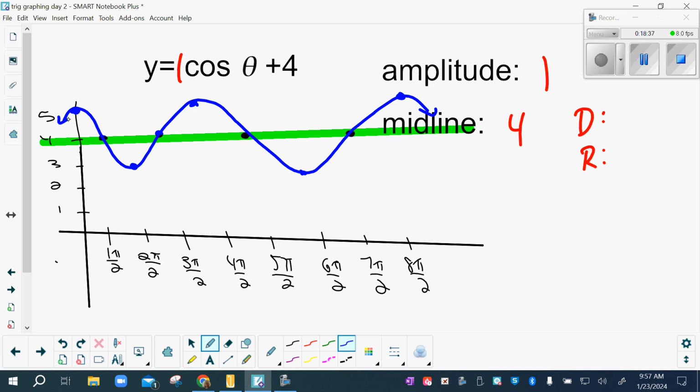How does yours look? Does it look like mine? Did you get that your domain is all real numbers and that your range goes all the way from 3 to 5? Yeah? Oops, solid bracket there. Is that right? Yes.